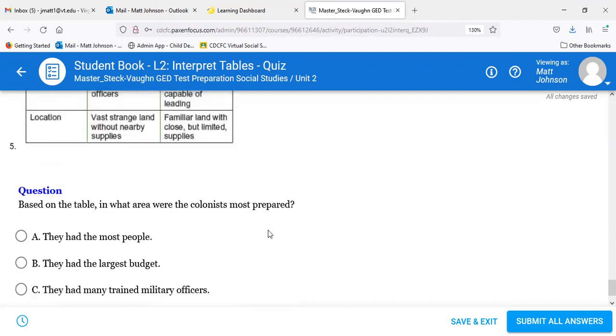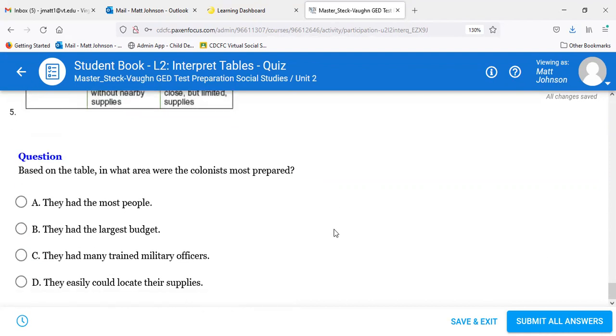And 5, our last one on the quiz here. So based on the table, in what area were the colonists most prepared? A, they had the most people. B, they had the largest budget. C, they had many trained military officers. Or D, they easily could locate their supplies.